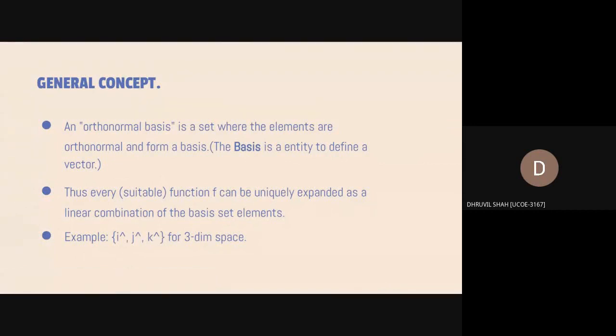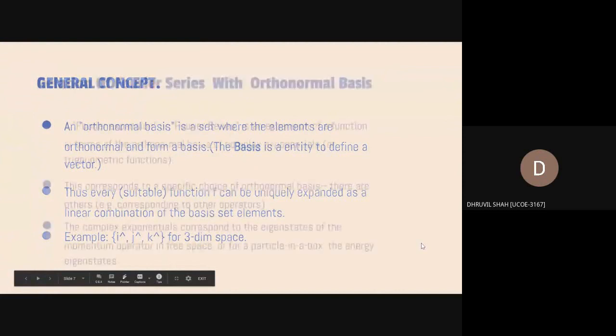So, starting with the general concept, an orthonormal basis is a set where the elements are orthonormal and form a basis. A basis is an entity which is used to define a vector, and we know what orthonormal elements are from the previous slides. Thus, every suitable function f can be uniquely expanded as a linear combination of basis set elements. For example, i cap, j cap, k cap is used for three-dimensional space. In the same way, i cap and j cap can be used for two-dimensional space.